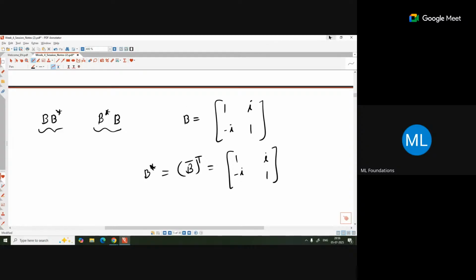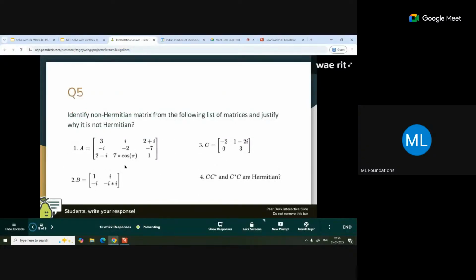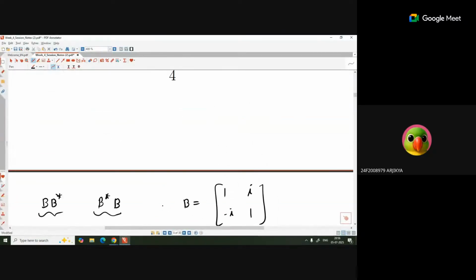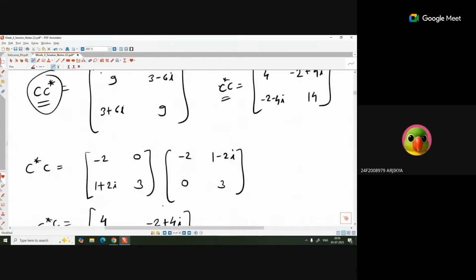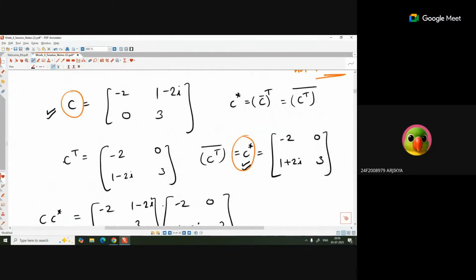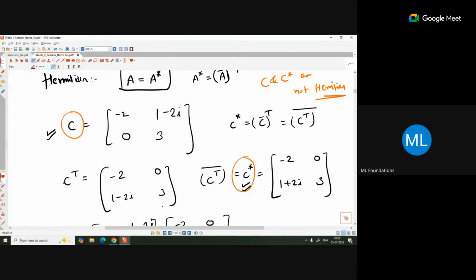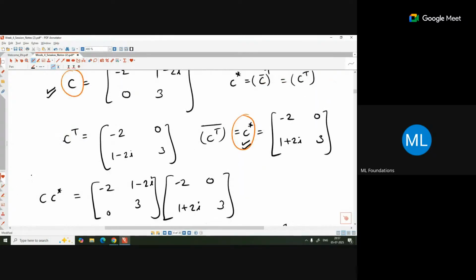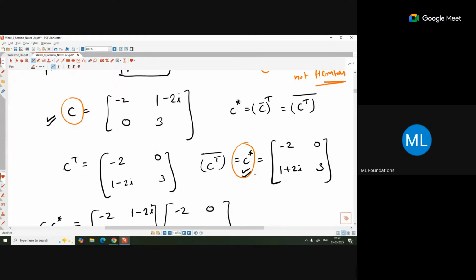This is Hermitian already. Any other matrix is not Hermitian. You can try it out. Take any matrix which is not Hermitian and see whether the product of that with its complex conjugate is Hermitian. Could you please show it with C? What is so special about C that makes C star C Hermitian? I don't know, I cannot see anything special. It's a simple matrix, and if you multiply C with C star, you got it. One thing is for sure.